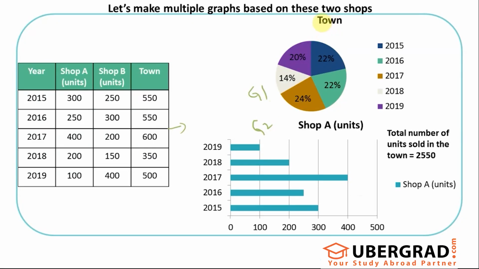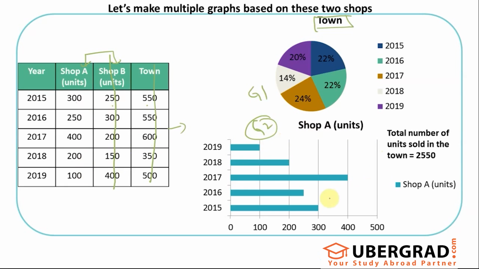What is graph 1? It's a pie chart showing the percentage of sales over the 5 years for the entire town, which is basically shop A plus shop B. We have not talked about this before, so let's assume there are only two shops. In 2015, shop A sold 300, shop B sold 250. So the town as a whole has seen sales of 550, 600, 350, 500, etc. Let's assume I don't know this. I only know the shop A units. That is what graph 2 is talking about.